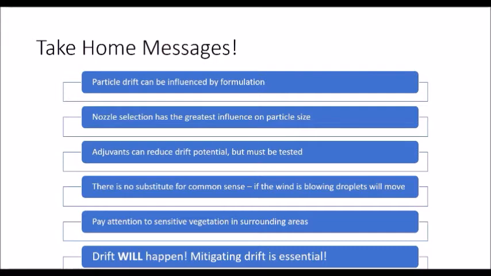Please remember there's no substitution for common sense. If the wind's blowing, droplets are going to move. We see off-target movement with every application, so we want to talk about how we can minimize that off-target movement in every case. We need to be paying attention to what's around us, and drift, like we said, is going to happen. Mitigating drift in every way possible is absolutely essential, as long as we're not giving up efficacy.